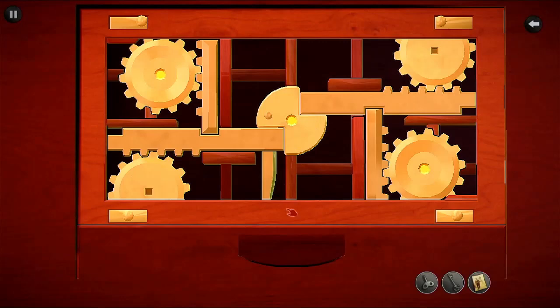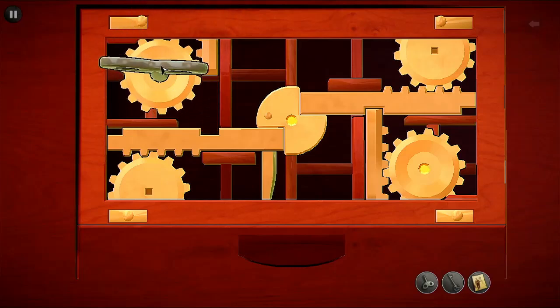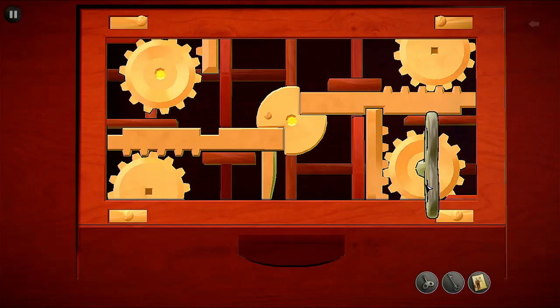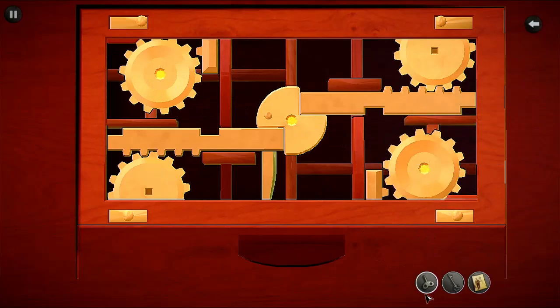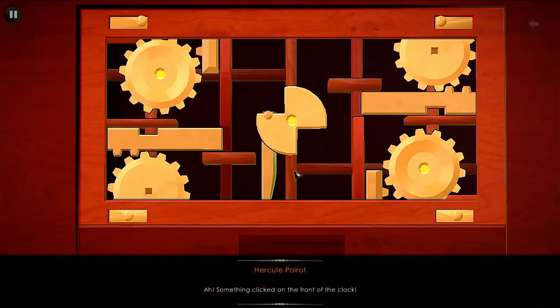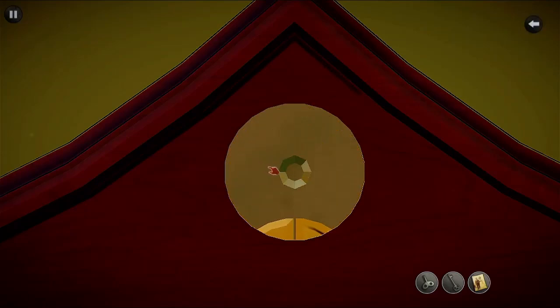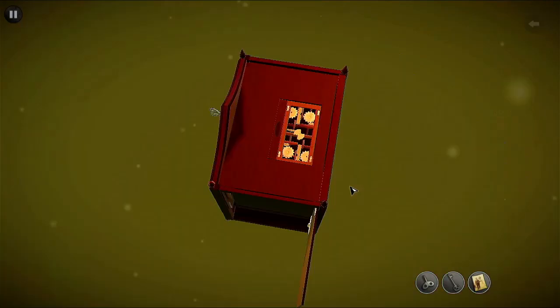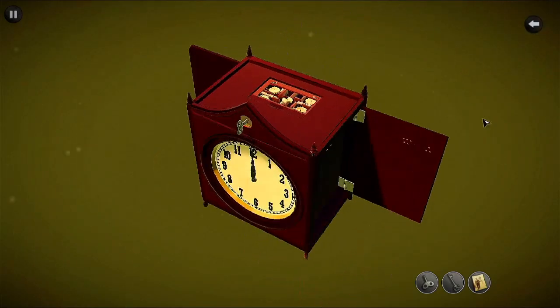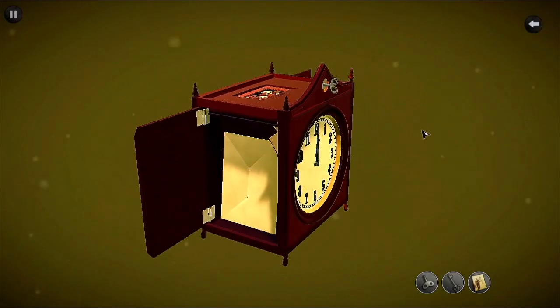So I could do it on this one. Unlock that one. Unlock this one. There we go. And then unlock the middle one. And then I should be able to unlock the other thing. Ah, something clicked on the front of the clock. There we go. I was overthinking it and underthinking it at the same time. And that should open the front and we should be able to get that. Whatever that piece of paper is.